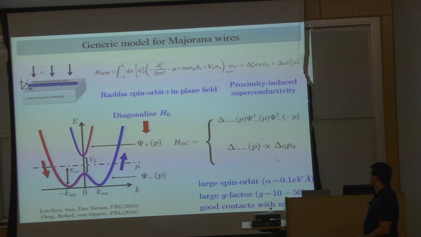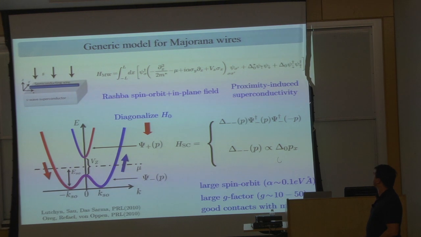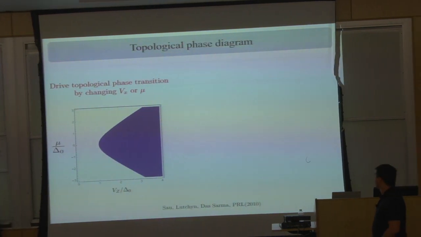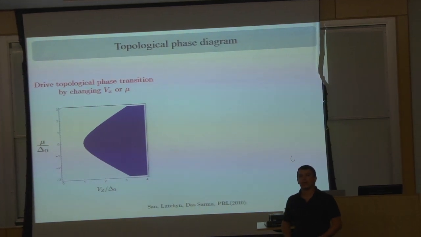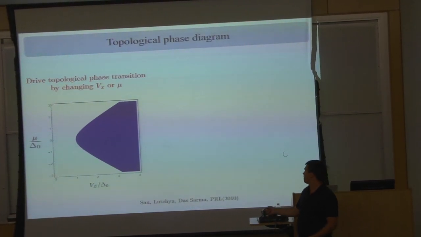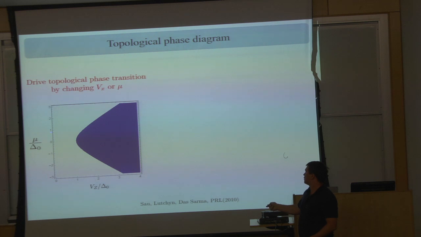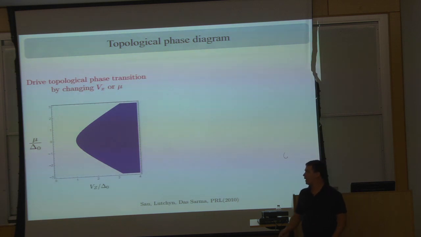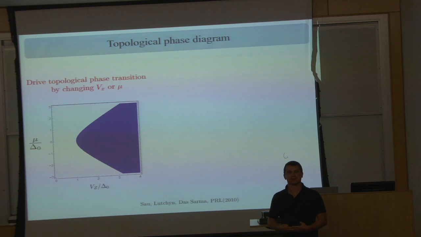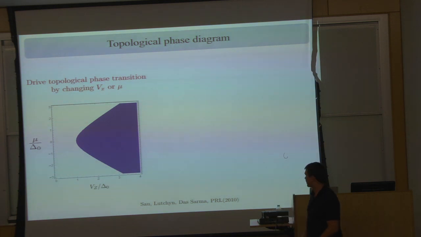So what happens in such a system? What happens is that if you just take this Hamiltonian and put it on the lattice, then you will find that there are two phases as a function of magnetic field. So this is a trivial phase in which the system behaves as if it was an S-wave superconductor. And then there is a topological phase shown here, in which the system behaves as if it was a P-wave superconductor.